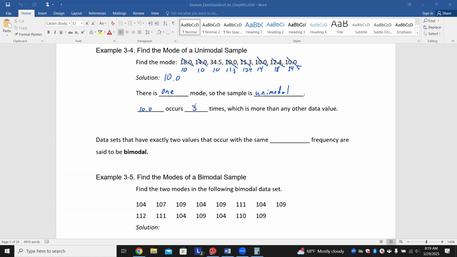All right, so data sets that have exactly 2 values that occur with the same greatest frequency are bimodal. So if we only have one mode, it is unimodal. If we have 2 modes, meaning we have 2 numbers that occur the same amount of times, it is called bimodal. So let's look at an example of that.